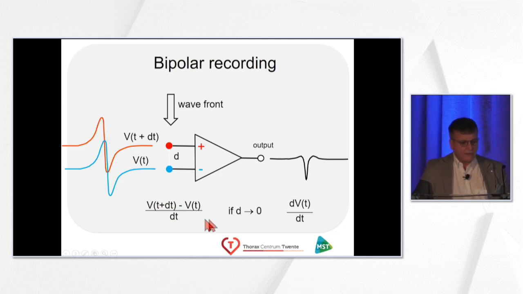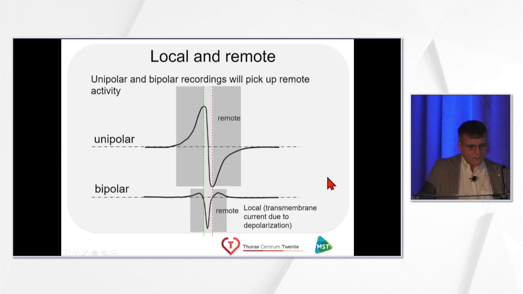subtract 2 signals with a little time shift, and if the distance between the electrodes is very small, then you can convert this to dV/dt, which means that the bipolar electrogram is in fact the first time derivative of the unipolar signal. Well, why would you do that? Because bipolar electrograms have significant advantages. The unipolar electrogram contains quite a lot of remote content because it can already see the wavefront coming from far away, and if you subtract that in a bipolar electrogram, then most of this remote content will be eliminated, and you get a clearer look at local activation.